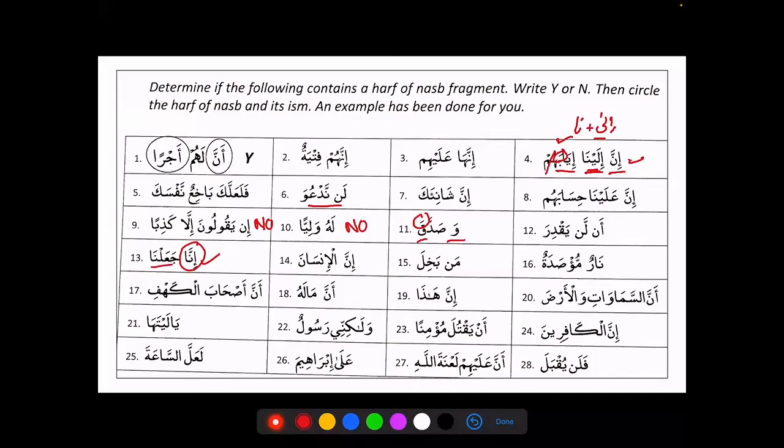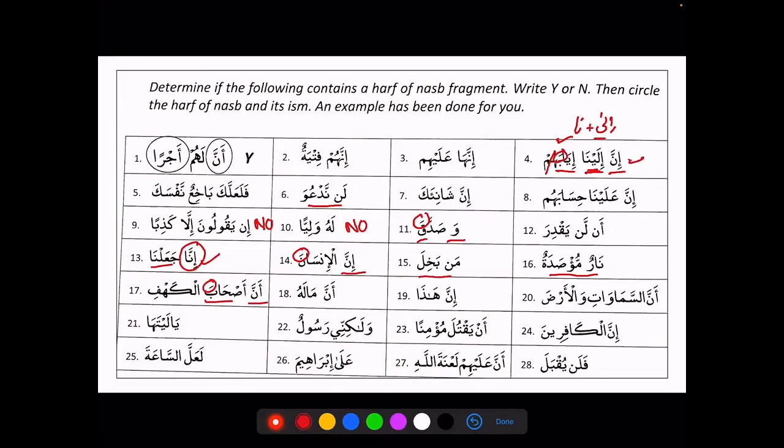Okay. Next one, number 14. Innal insana. Yes, inna is harfu nasab and insana is ismu inna. Okay, man bakhila. No. Narum muswada. No, very good. Anna ashab al kahfi. Yes, so Anna is harf of nasab, and ashaba is ismuha. Ashaba is ismu Anna.